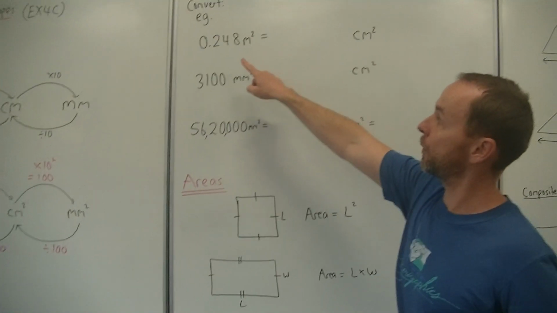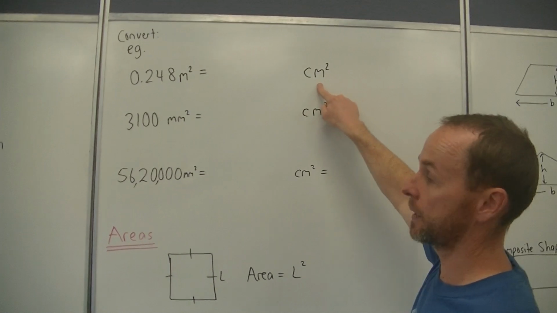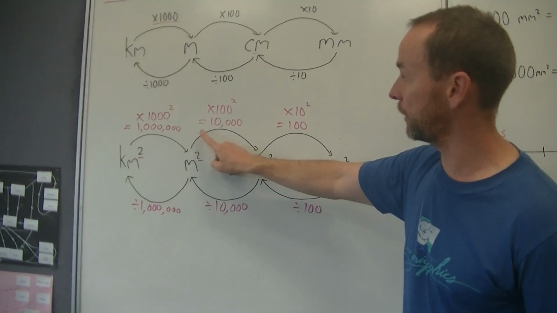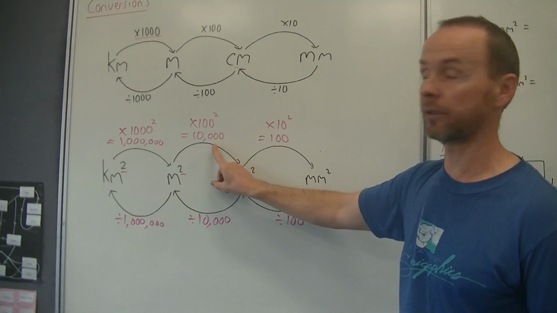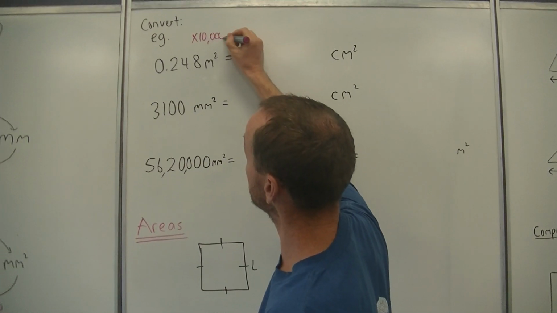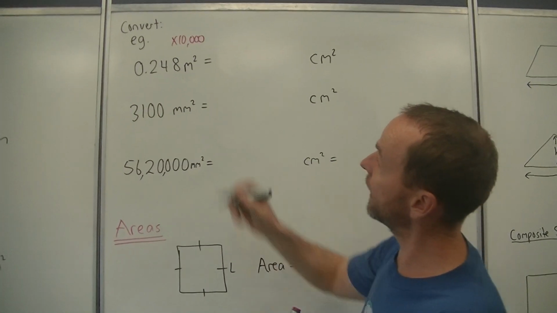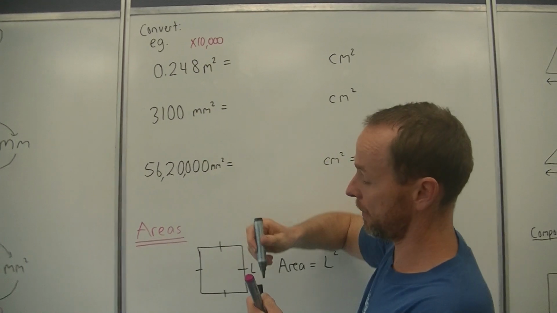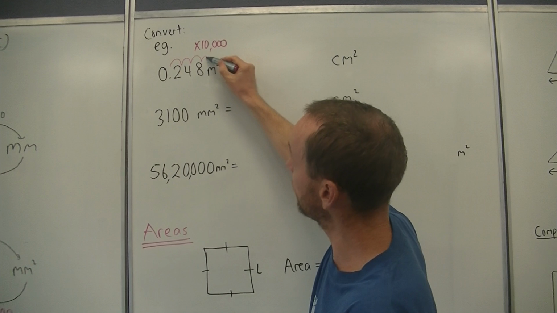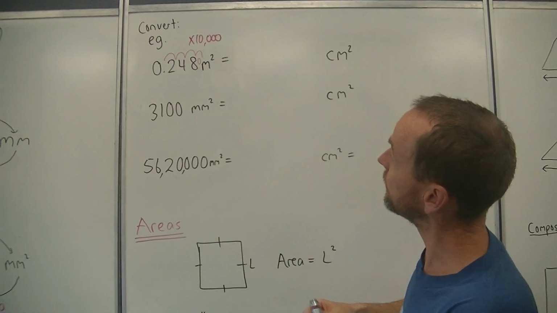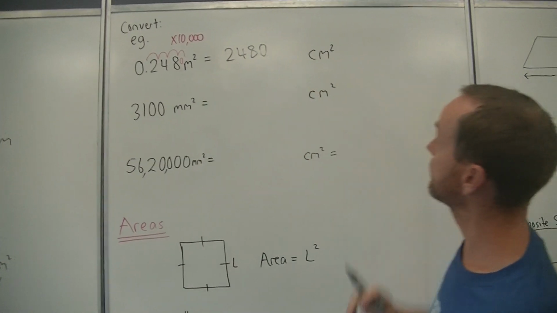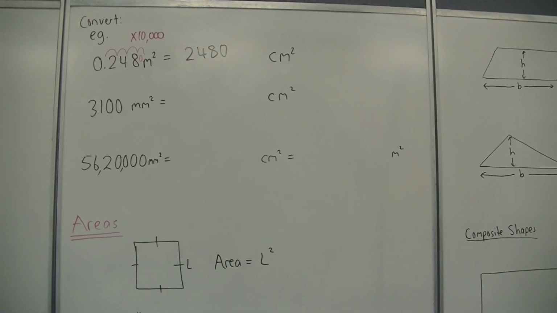Convert 0.248 metres squared to centimetres squared. So we go back over here. Metres squared to centimetres squared. We're timesing by 10,000. Okay, so if you want me to write that here, we can. Times by 10,000. From year 7, we multiply by 10,000, we move the decimal place 4 spots to the right. So we go 1, 2, 3, and the fourth one jumps to 0. So our answer is 2480 centimetres squared. It's as easy as that.